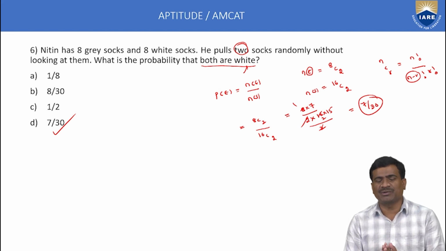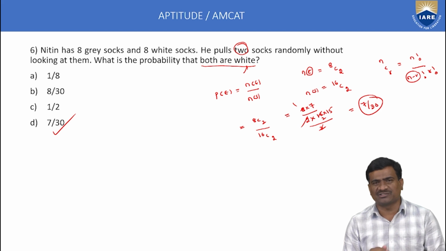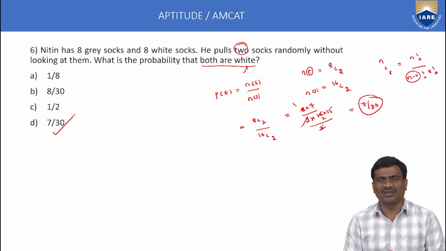Using the combination principle NCR, combination means selections. Apply the formula NCR is equal to n factorial divided by (n minus r) factorial into r factorial. Next, permutation is nothing but arrangement. Apply the method NPR. NPR is equal to n factorial divided by (n minus r) factorial only.